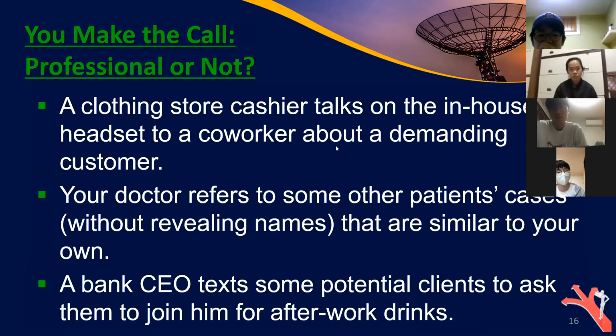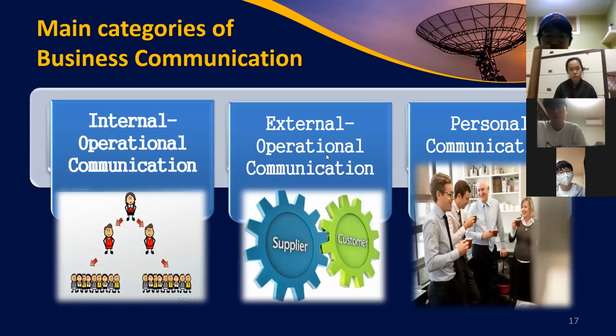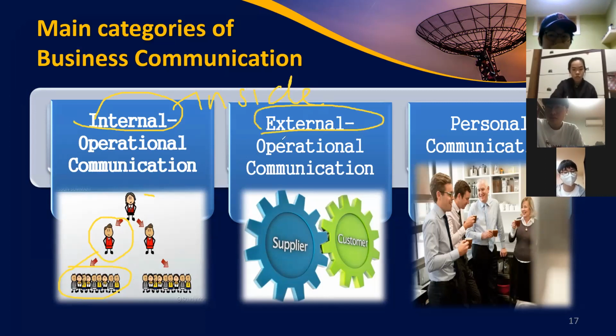Okay, so I have to skip this one. There are three main categories of business communication. Kindly read the three, Hong Ki Hon. The three main categories: internal operational communication, external operational communication, and personal communication. Okay, so the main categories of business communication are internal, that is inside the company. It's like you are talking to your subordinates and co-employees, co-workers, and that is internal. When you say external, it's about talking to your supplier and talking to your customer.